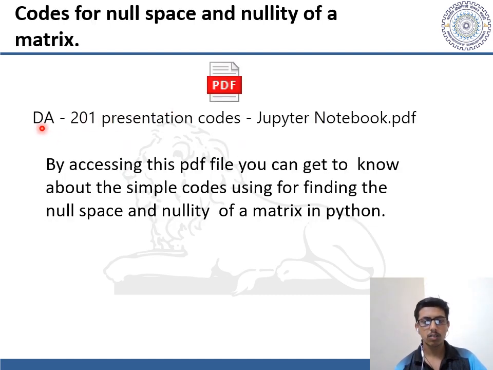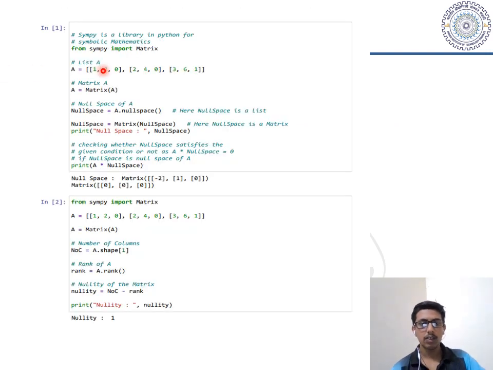This PDF consists of codes I have written for null space and nullity in Python. So let's see these codes. Here we have two codes, one for finding the null space and the second for finding the nullity. For the null space we import Matrix from the SymPy library, and take matrix A, 1 2 0 2 4 0 3 6 1 of order 3 by 3 as an example. Now by using the function null space equal to A dot null space, we directly get the null space of matrix A.